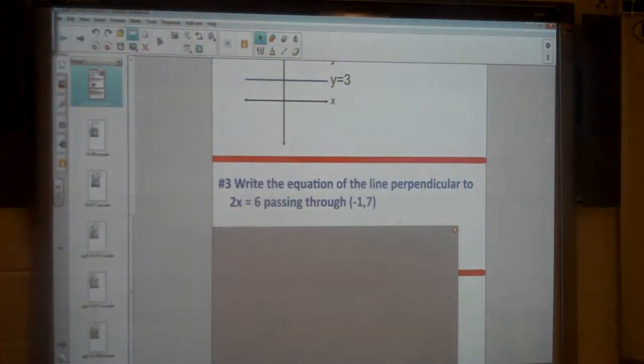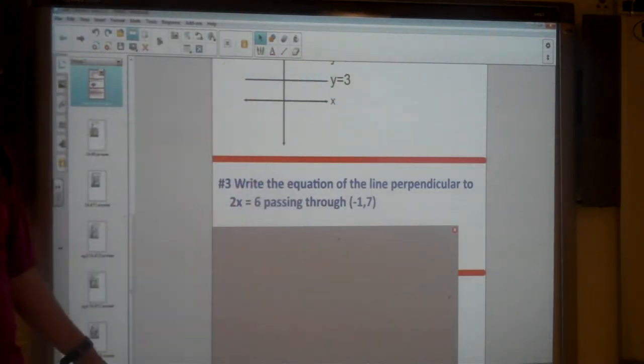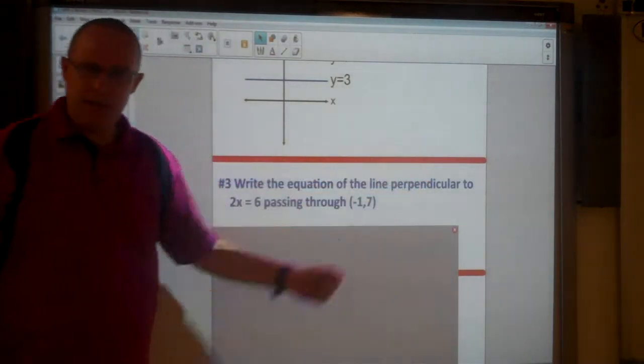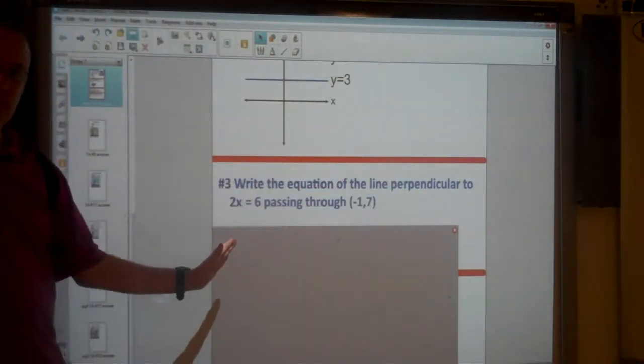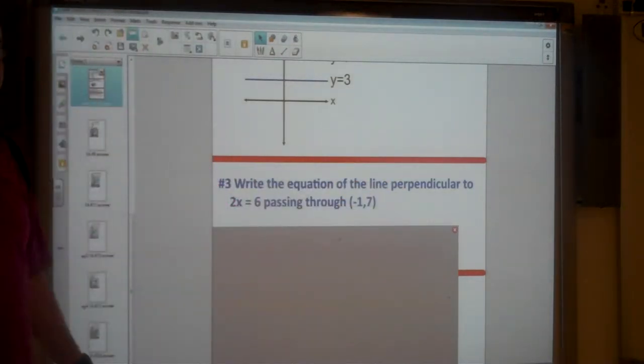Write the equation of a line perpendicular to 2x equals 6, passing through negative 1, 7. Well, 2x equals 6 is the same as x equals 3. And the thing we should know about x equals 3 is, as y equals lines are horizontal, x equals lines are going to be vertical. Now this says perpendicular, so perpendicular to a vertical line would also be, once again, a horizontal line. Perpendicular means at 90 degrees to.